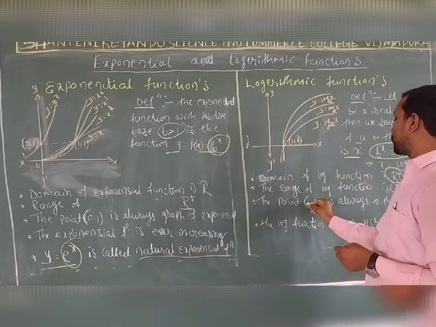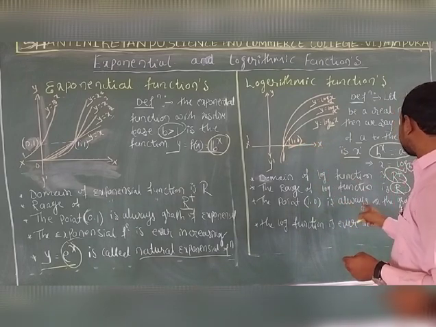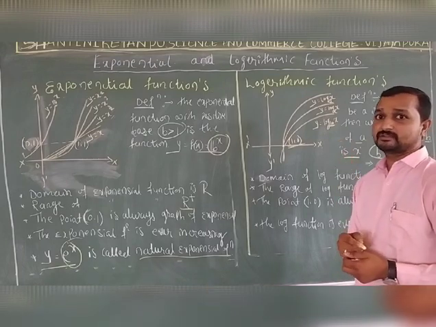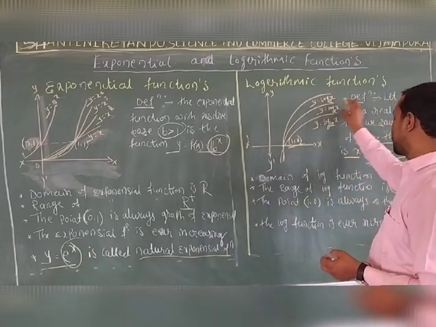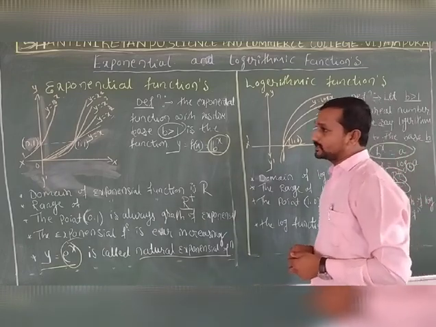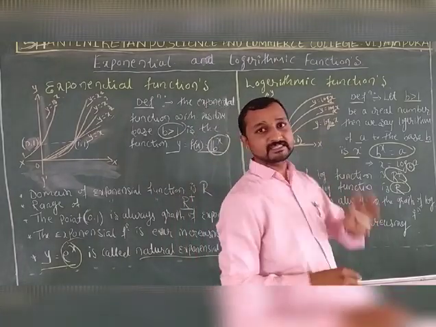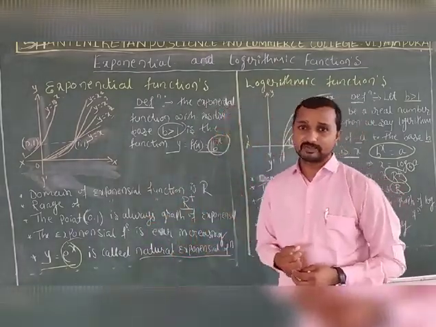Okay. The point 1 comma 0 is always on the graph of the logarithmic function. The log function is ever increasing. Okay, students, this is some basic idea about logarithmic function as well as exponential function.